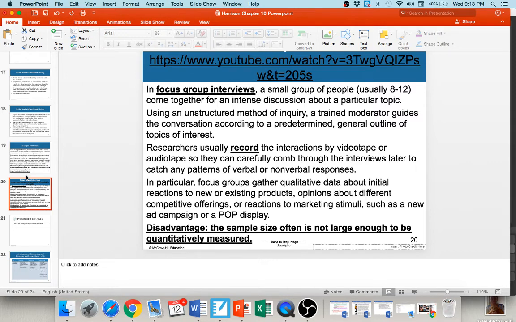The only disadvantage to these is that usually your sample size is not large enough to be quantitatively measured. So go back to what we talked about earlier, let's say we're trying to make a generalization about female college students, and we take a sample of them. Well, for a survey, we might sample 200 or 300, and that sample size is probably large enough to make a good assumption about those people and use that as a guiding factor. Whereas with these focus groups, we might get more qualitative information. We might get more honest and great feedback and things we didn't think about, and it's great for trying things. But from 8 to 12 people, that sample size is just not large enough to actually quantitatively measure any particular important thing that you could generalize for your product. So that's the only disadvantage of these, but you do get some good information from them.